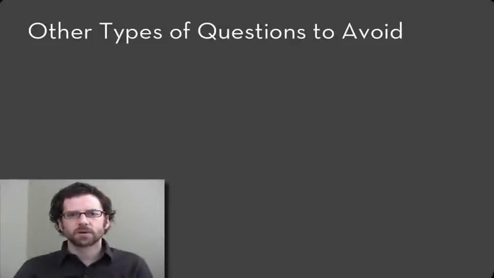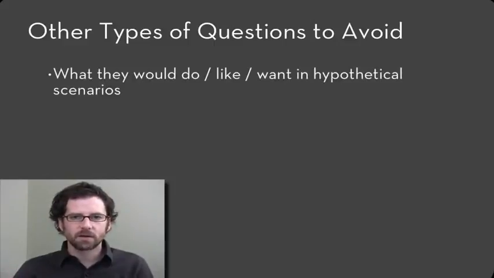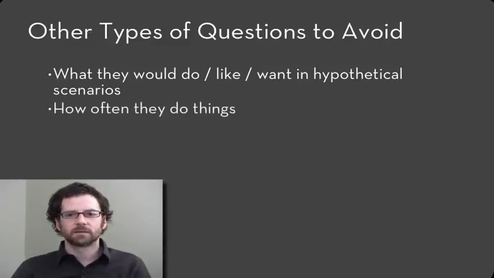Here are 3 other types of questions to avoid because people aren't very good at self-report for them. Asking people what they would do or like or want in a hypothetical scenario, too hard to know. Asking us how often we do things. We often lie to ourselves. For example, how often do you exercise? Most people overestimate in their answer to that question. Other questions about health are similar.